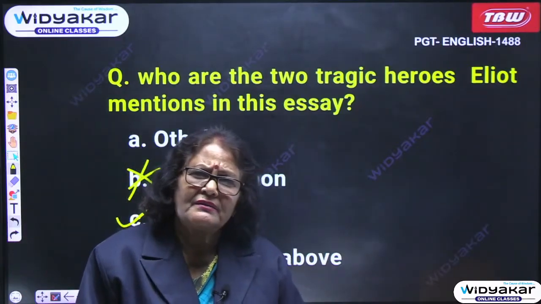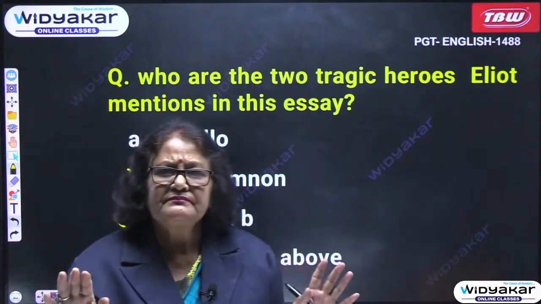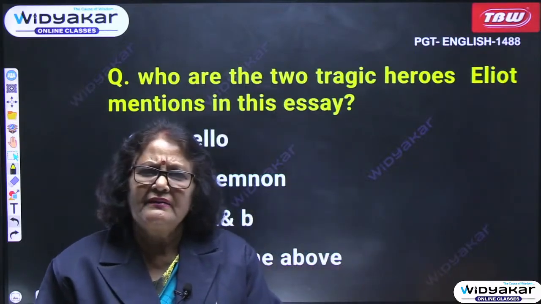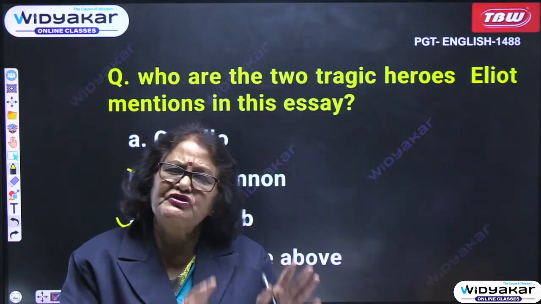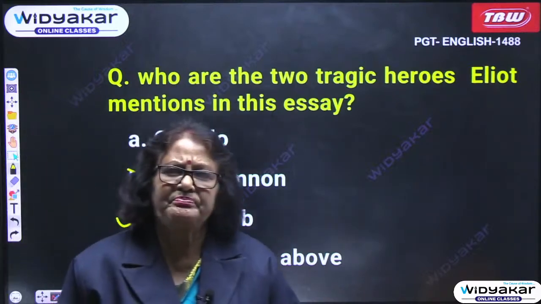In Othello, Othello kills Desdemona. Othello suspected his wife Desdemona of having an affair with Cassio, so he killed his wife Desdemona.